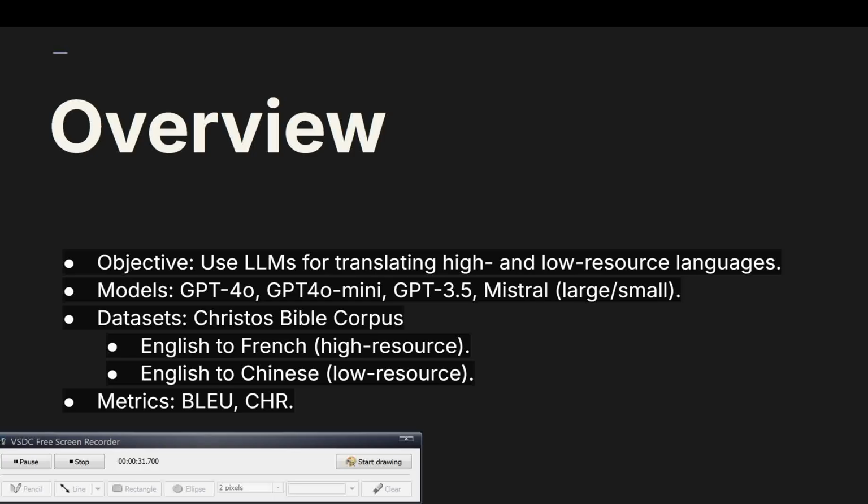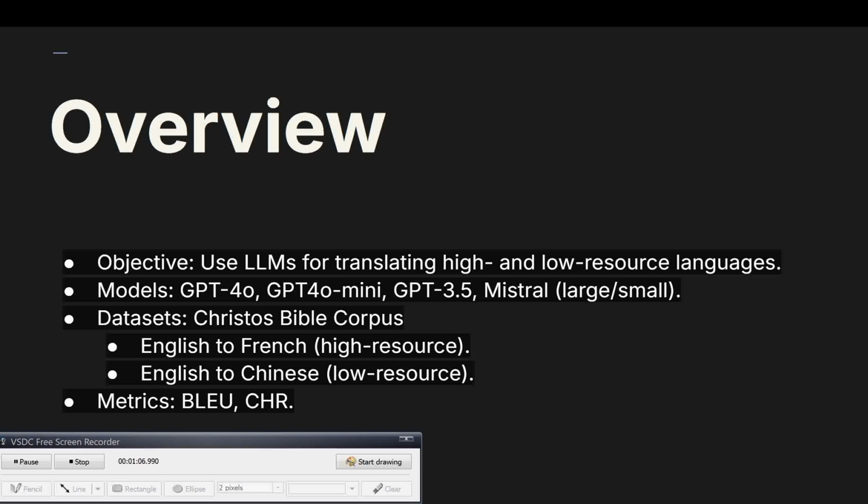Models: GPT 4.0, GPT 4.0 mini, which is a smaller version of GPT with a lower number of hyperparameters. Then GPT 3.5, which even if it seems it has a higher number of hyperparameters than mini, is less performant than mini in terms of accuracy, according to the claim by OpenAI. Then we have Mistral large and Mistral small. There are about 10 other Mistral models, but I just decided to limit it to this for simplicity.